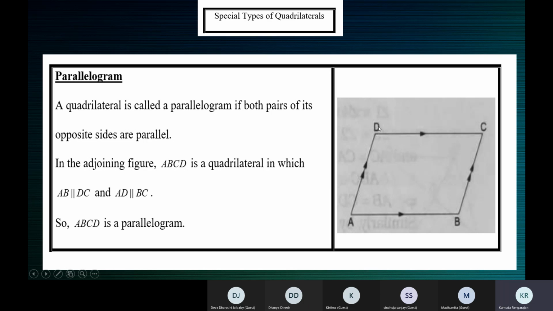Opposite sides will be equal. Diagonals will be unequal. Diagonals will bisect each other, but not at right angles. Opposite angles will be equal. All the properties will be found. Do we understand that, children? Yes, ma'am.